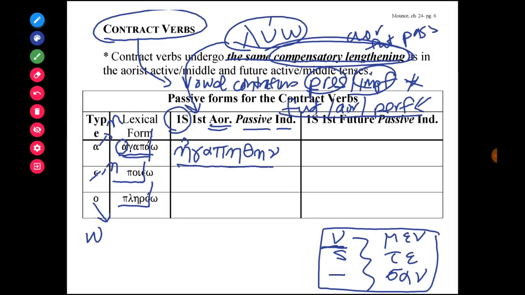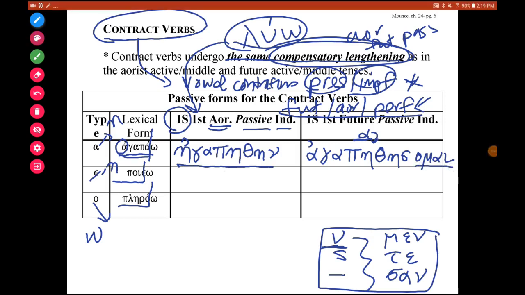If I want to say I will be loved, take my verbal root, and I don't need an augment here, so it's not augmented. I got aga, and again, instead of using the stem vowel alpha, that becomes a long compensatory lengthening, agape, and then I add the the tense formative, the sigma tense formative, the connecting vowel omicron, and mai. So agapethesomai. Agapethesomai is I will be loved. So I'm just going to again only put the first person singular forms.